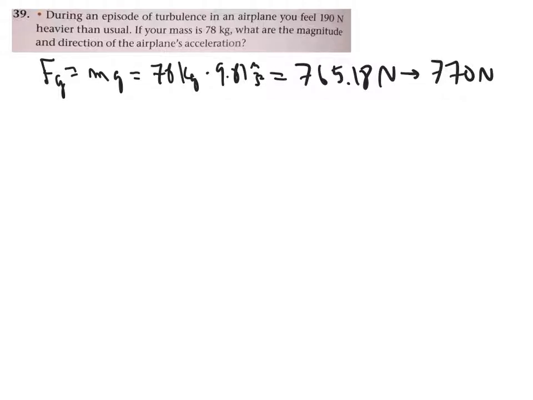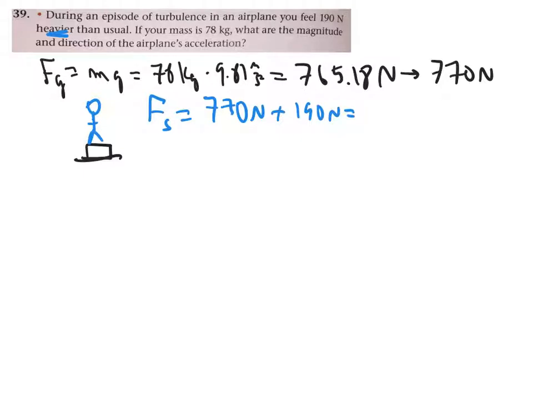The next is we should draw a free body diagram for you, the person. And for the moment, we're going to pretend that you are standing on a scale in the airplane. So here's you, and here's the scale, and you're standing on the scale so that we can read what the scale says. And according to this problem, the scale reading is 190 newtons heavier than normal. So your normal 770 plus 190 newtons, which is 960 newtons.